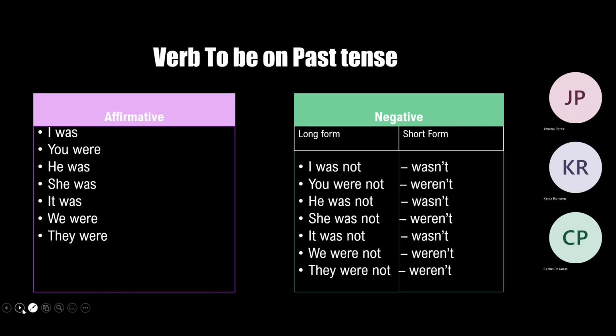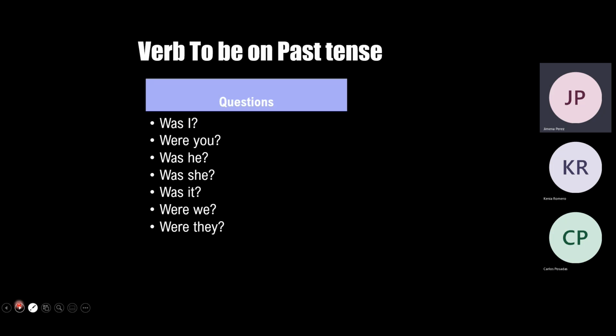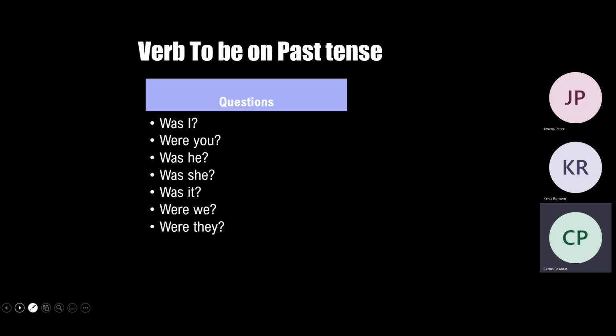Okay, so we continue from affirmative and negative to the questions, with the same structure. We write first the verb be, then the subject, if it's necessary the complement, and the question mark. This is really easy, right?